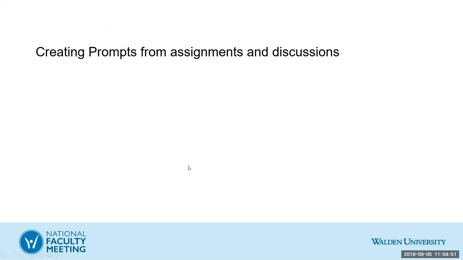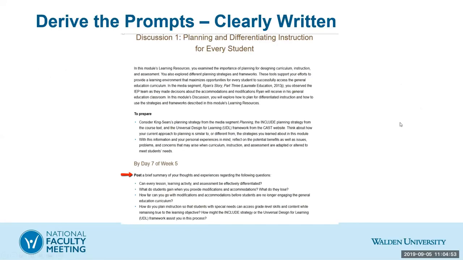How do you get the prompts from assignments and discussions? Well, in many cases, it's very easy to obtain the prompts. This is the actual assignment here. Post a brief summary of your thoughts and experiences, and it's followed by bulleted items describing what is expected in the response. Those become the prompts. Frequently, students will write according to what it says in the assignment, and if you don't use the prompts.